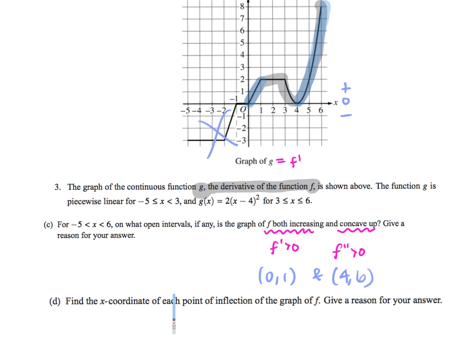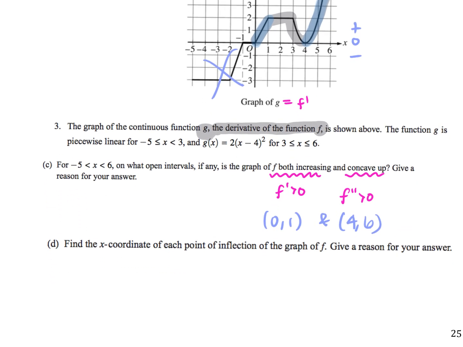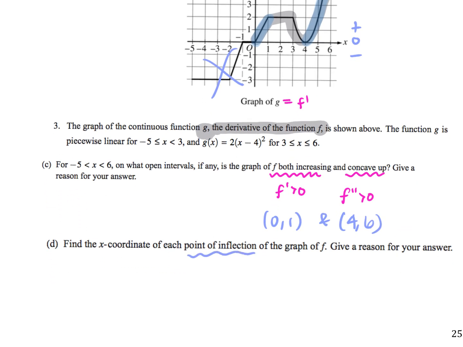Then this is again talking about those points of inflection. A point of inflection is when your F double prime changes sign. Point of inflection: F double prime changes signs. Look with this, you just got this point. Give a reason for your answer. Boom. You already got it.